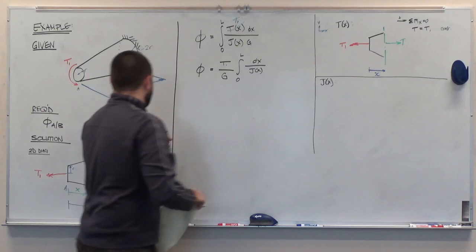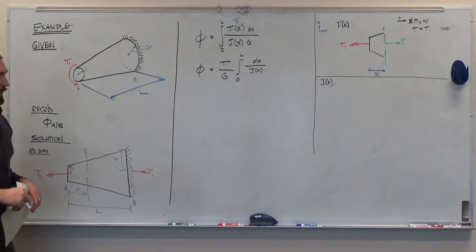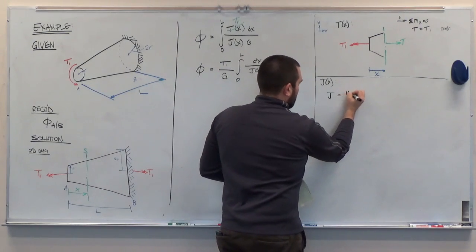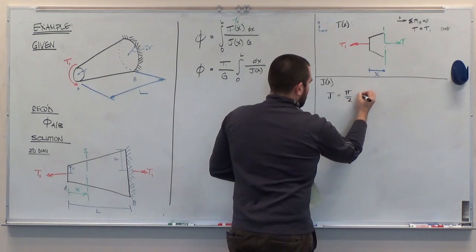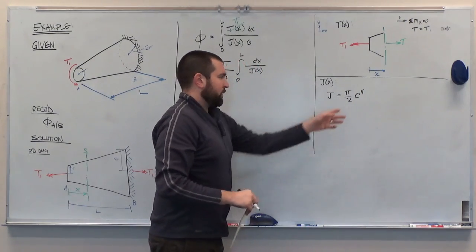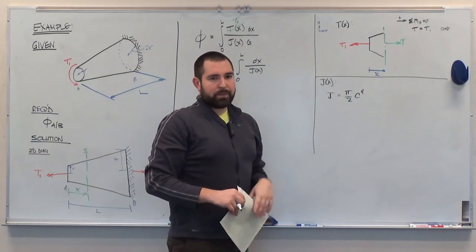We know that for a solid circular cross section, which is what this member has at every single section cut, J is equal to pi over 2 times the radius to the 4th. In this case, the radius is no longer going to be constant, and so we need to put in a function for this value c.